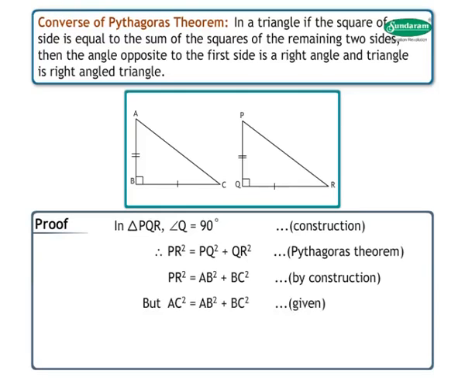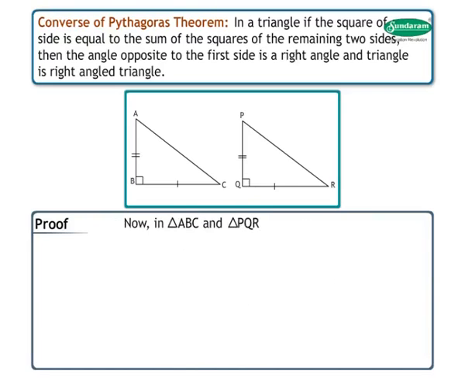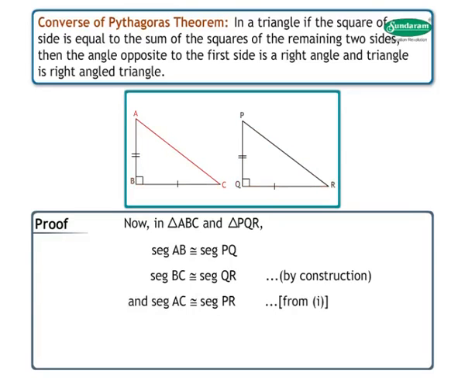But it is given that AC square is equal to AB square plus BC square. Therefore, PR square is equal to AC square. Therefore, PR is equal to AC. Let us call this statement 1. Now, in triangle ABC and triangle PQR, segment AB is congruent to segment PQ by construction. Segment BC is congruent to segment QR by construction. And segment AC is congruent to segment PR from statement 1.